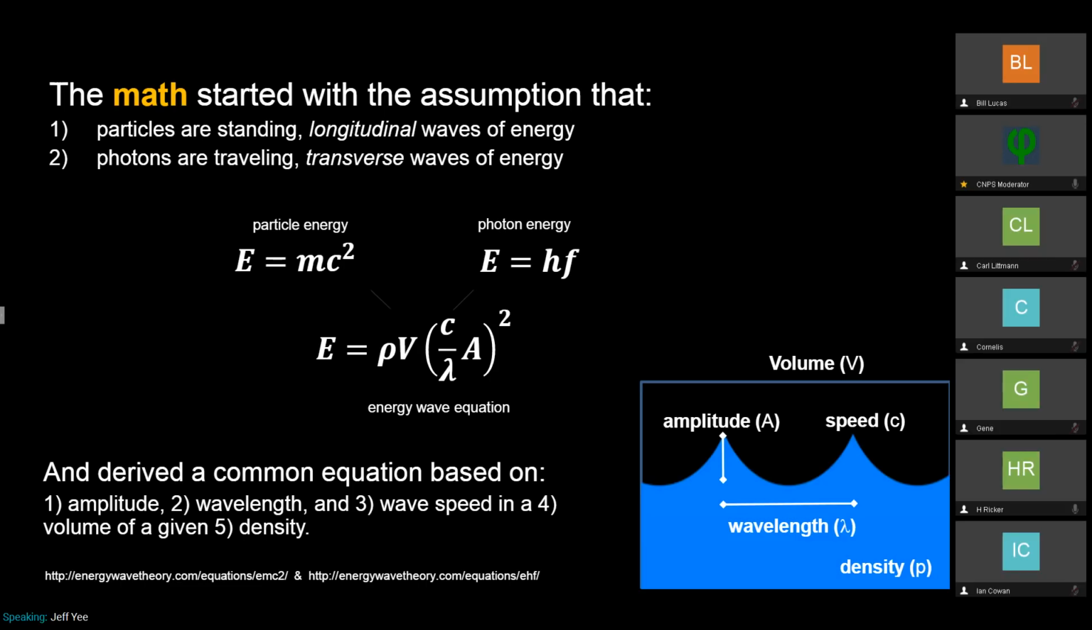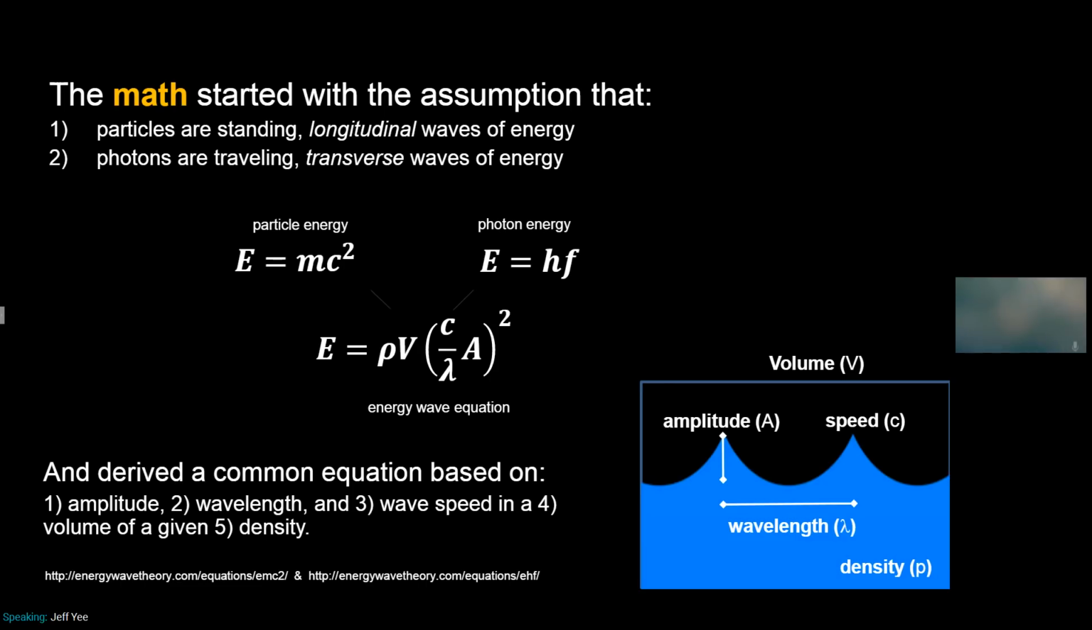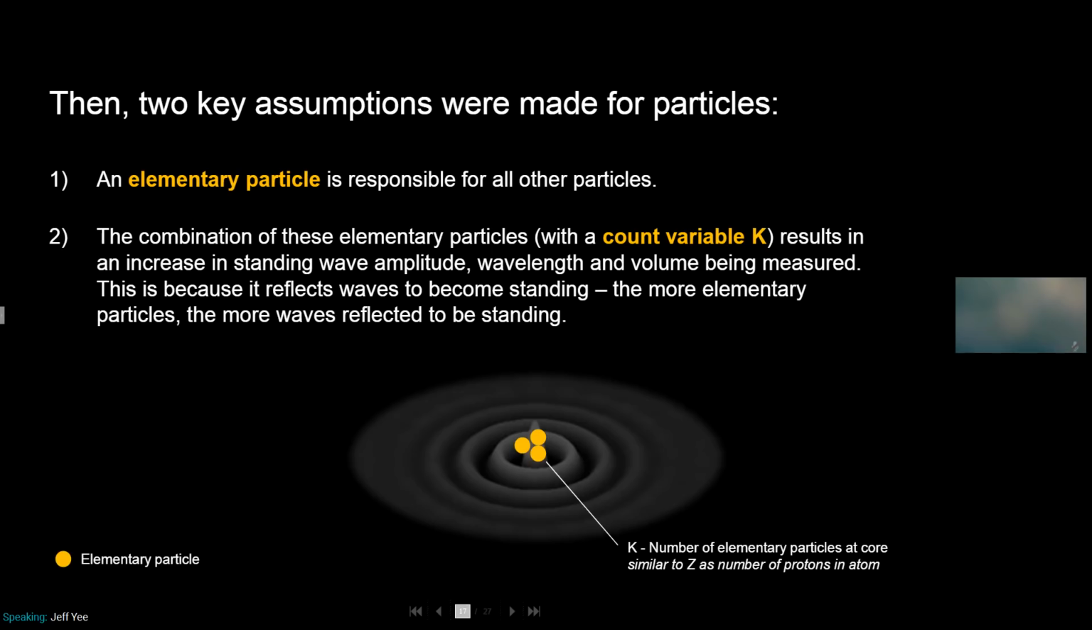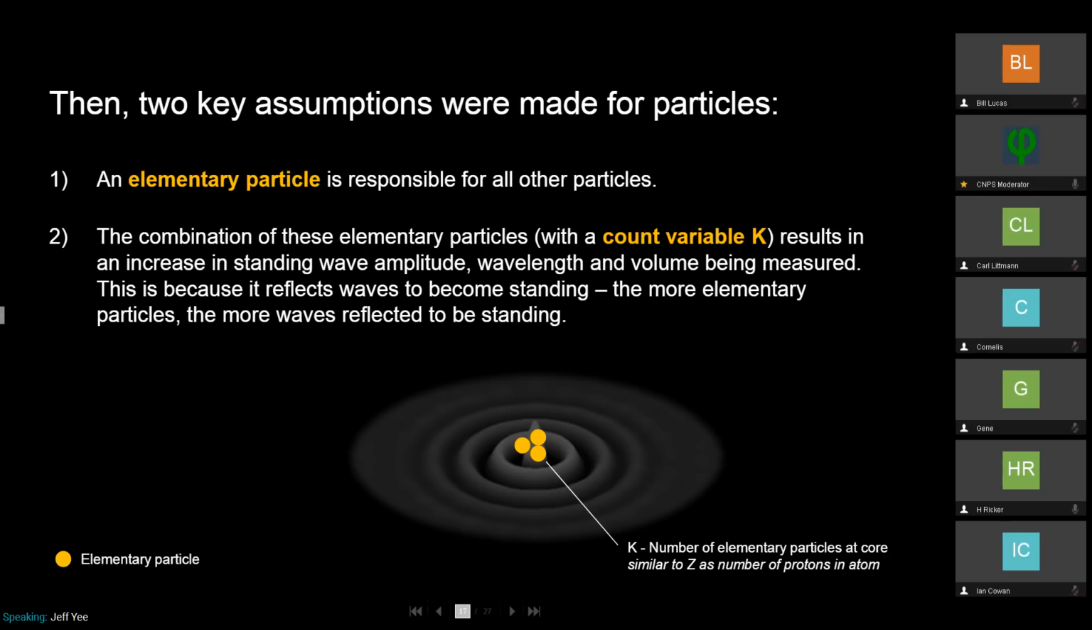Oh, it's not on this slide. So Franklin, if you go to the next one. I think it's the next page, Franklin. Then I started with an assumption that similar to hydrogen, one proton, there had to be a fundamental particle, and that the combination of those particles led to other ones. I gave that the letter K.